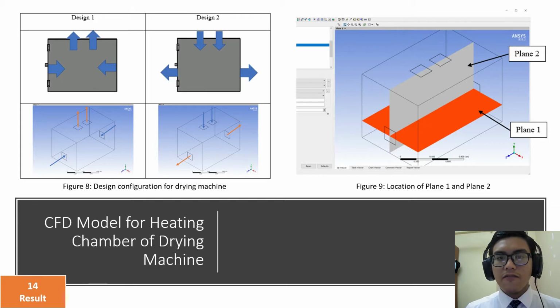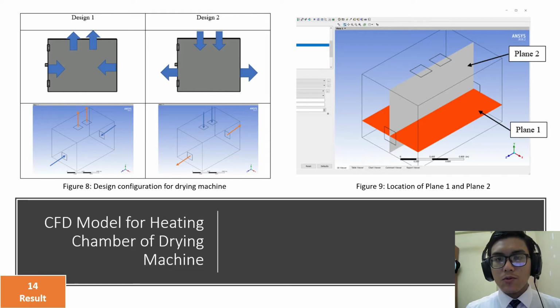Next is the CFD model for the heating chamber. As we can see on the left side, there are basically 2 design configurations for the simulation. The first configuration has 2 inlets on the side and 2 outlets at the top. For the second configuration, the inlets are at the top and the outlets are at the side. Pictures on the right side show the planes that are used to extract the values of temperature and air distribution.